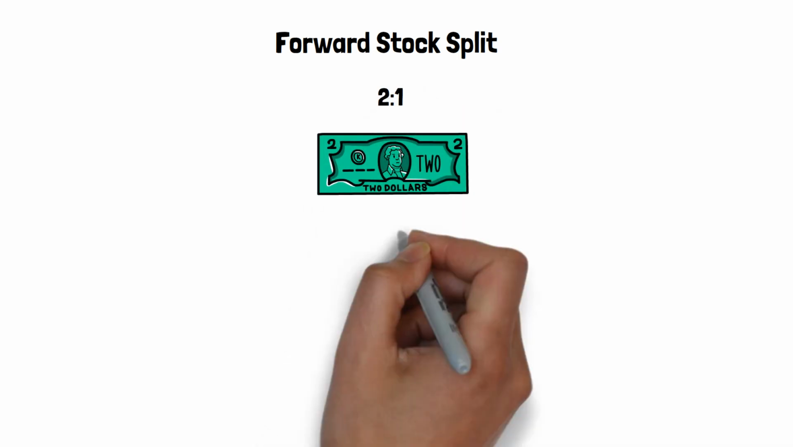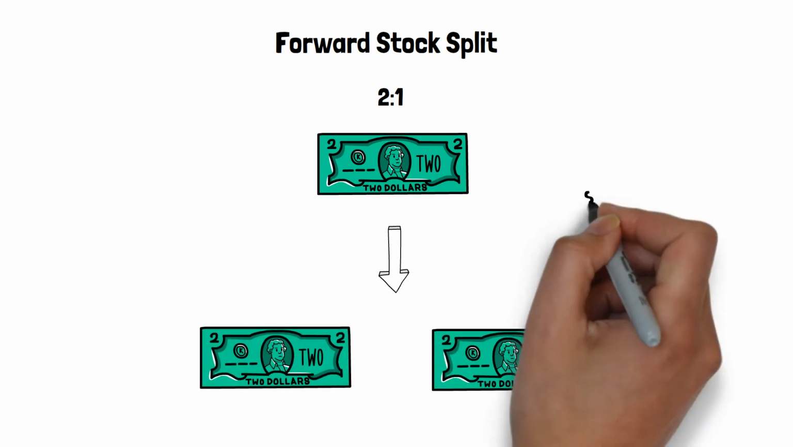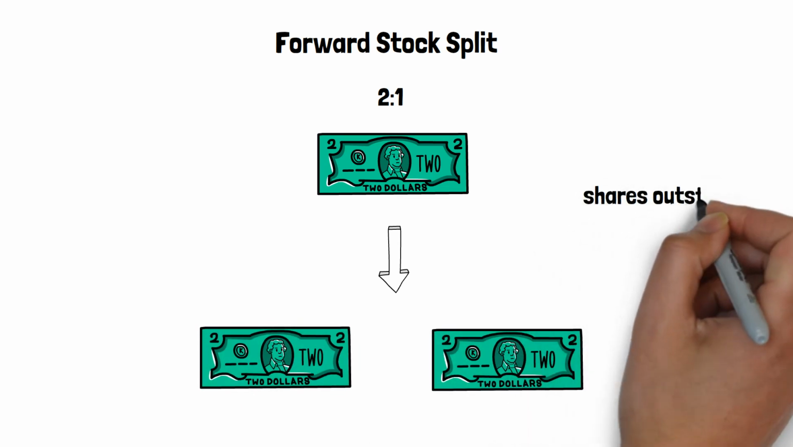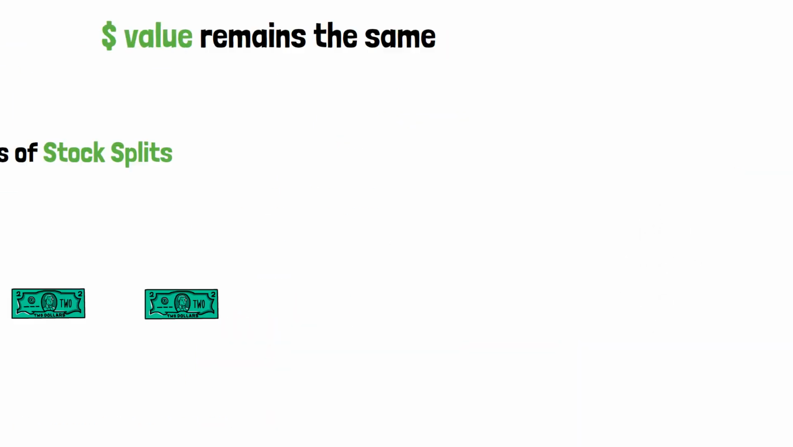For example, a common stock split ratio is a forward 2-to-1 split, where a stockholder would receive 2 shares for every 1 share owned. This results in an increase in the total number of shares outstanding for the company, though no change in shareholders' proportional ownership.